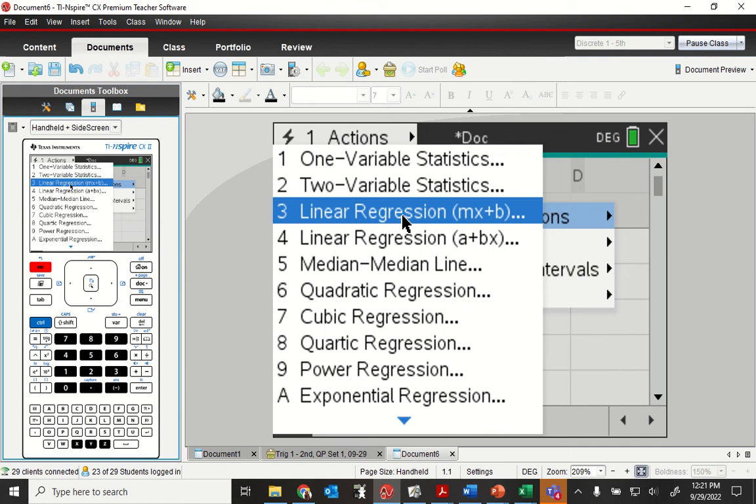Escape out until it's highlighted in blue. You might be on the input. Yes, we're going to do option 3, linear regression. Okay.